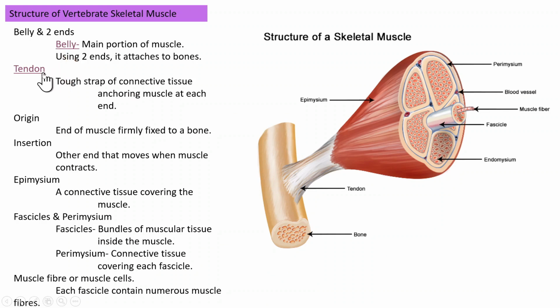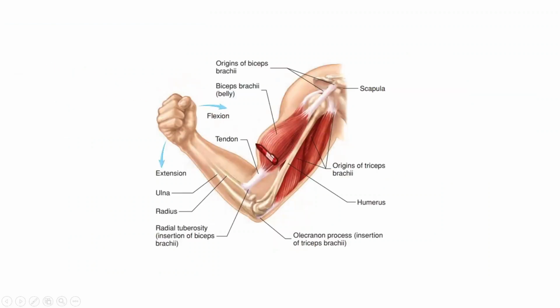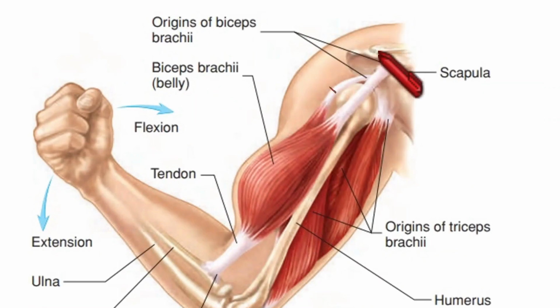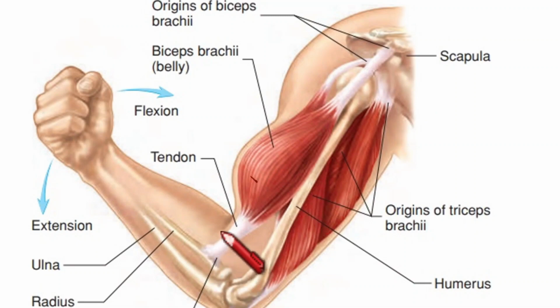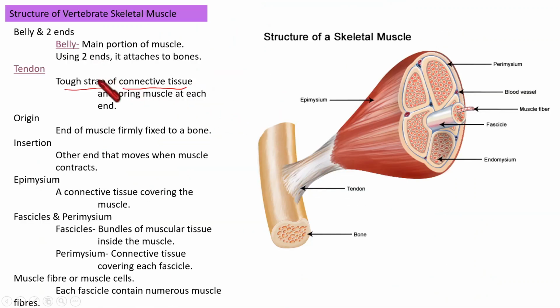Then we are moving to the second point, that is tendon. What is tendon? Tendon is a connective tissue, a tough strap of connective tissue. What is its purpose? It anchors that particular muscle at each end to a bone. In the other picture, we can clearly see that this is tendon and this is also tendon, anchoring that particular muscle to its corresponding bone. Okay, so that's the second point.